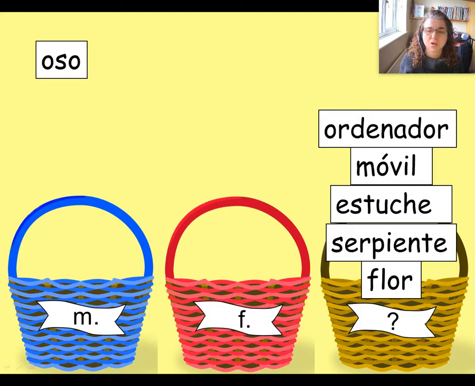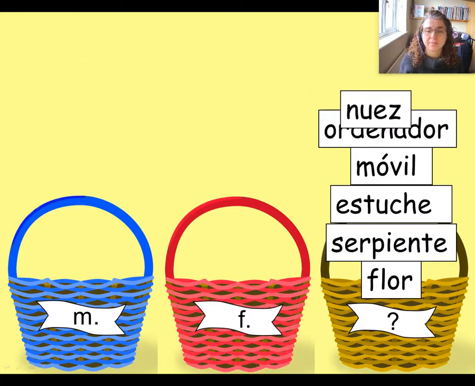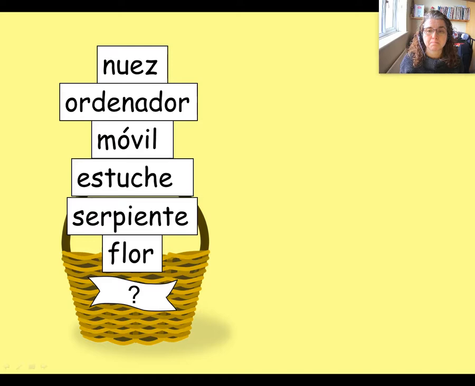The next one here, oso. Oso. Masculine, feminine, or don't know? That's right, masculine, isn't it? Because it ends in o. This one, nuez. Nuez. Masculine, feminine, or don't know? That's it. That's a don't know one, isn't it? Because it doesn't end in o or a. There's no easy way to tell which one it is.